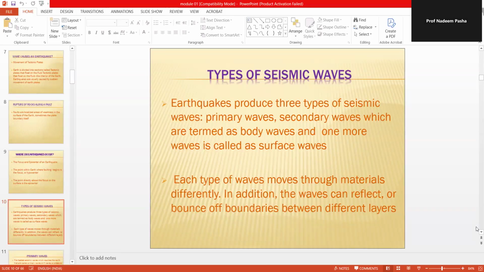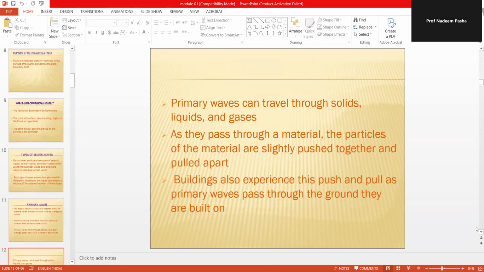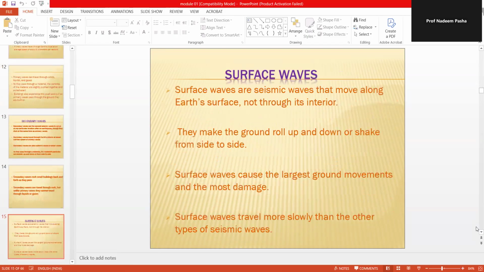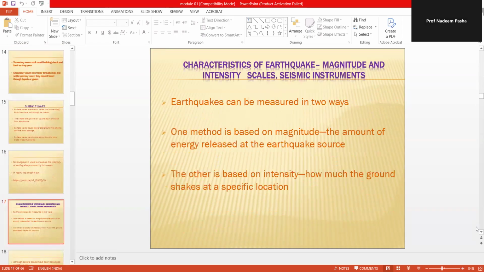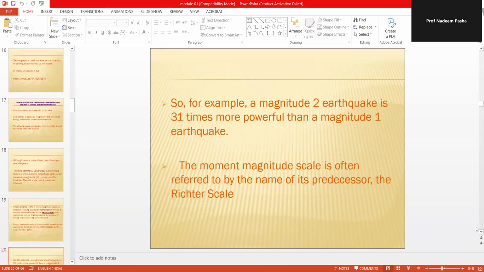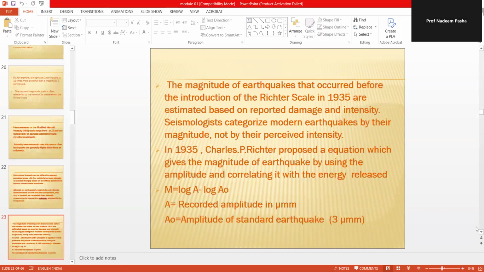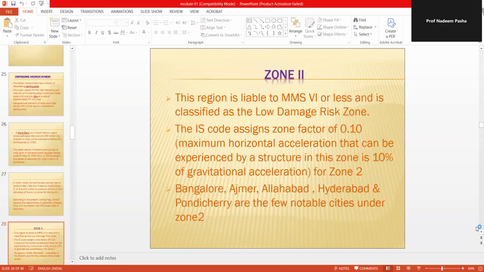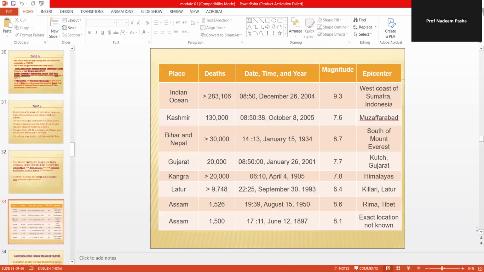Types of seismic waves we have seen in the last class. It's characteristic of earthquakes. This also we have started. So, different zones also we have seen. This we left. That is place, depth, date, time, and year, magnitude, and epicenter.